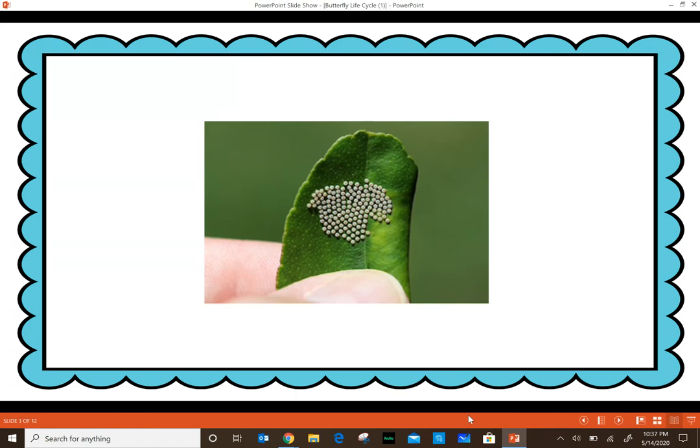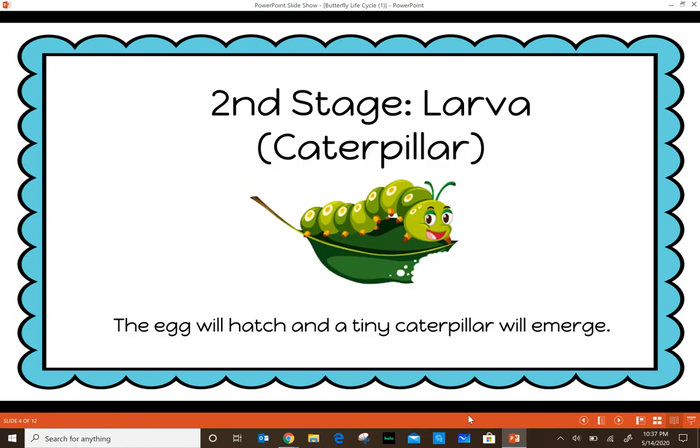Now, after a few weeks, the second stage will happen. The second stage is called the larva or caterpillar stage. In this stage, the egg will hatch and a tiny caterpillar will emerge. This stage is also known as the eating and growing stage because the caterpillar eats a lot and it will continue to grow and grow bigger. As soon as a caterpillar is born, the caterpillar begins to eat.